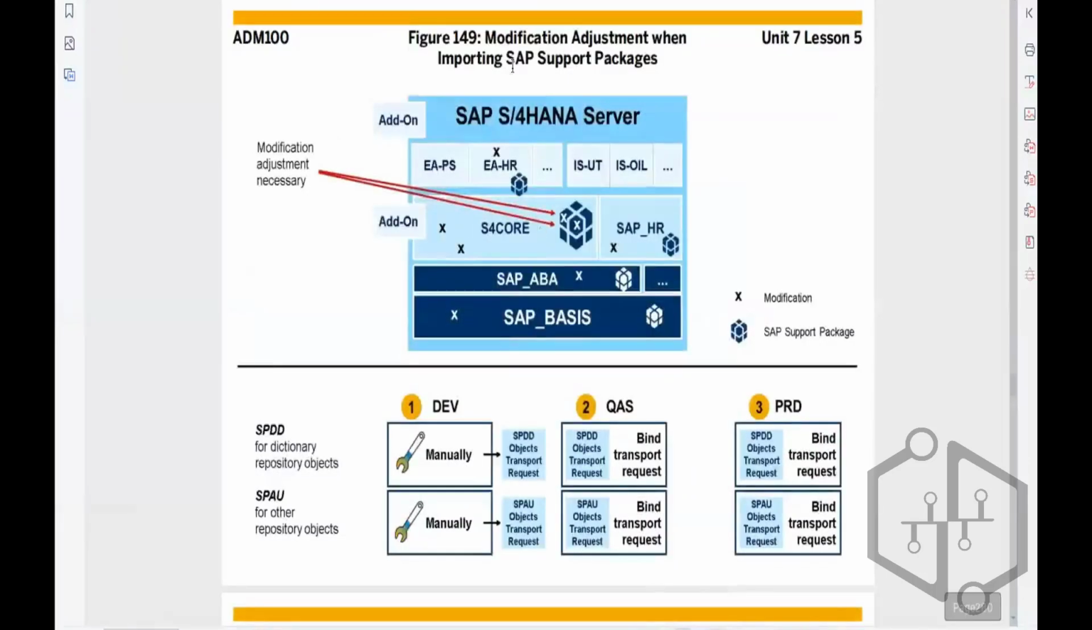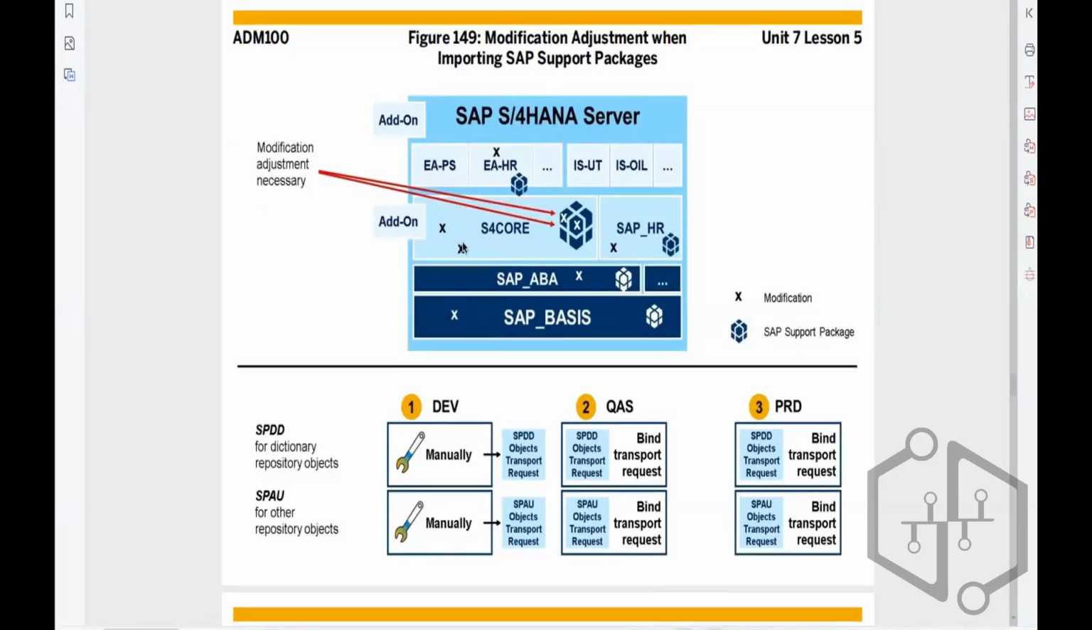This is a picture representation. This is S4 core. In S4 core, you have add-ons, or SAP support packages. Suppose some modification is done by the customer. This is the customer modification, customer enhancement.